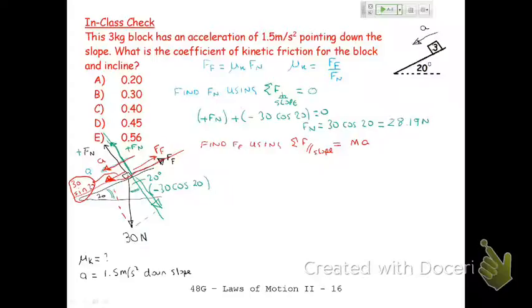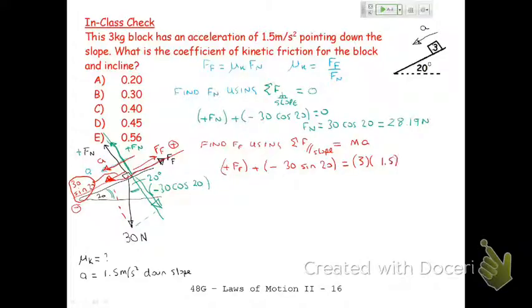So again, let's make that positive and make that negative. Doesn't matter, just pick one or the other, but make sure you pick one. Plus FF added to minus 30 sine 20 is equal to, the mass is 3, and the acceleration I was given, it's 1.5, isn't it?